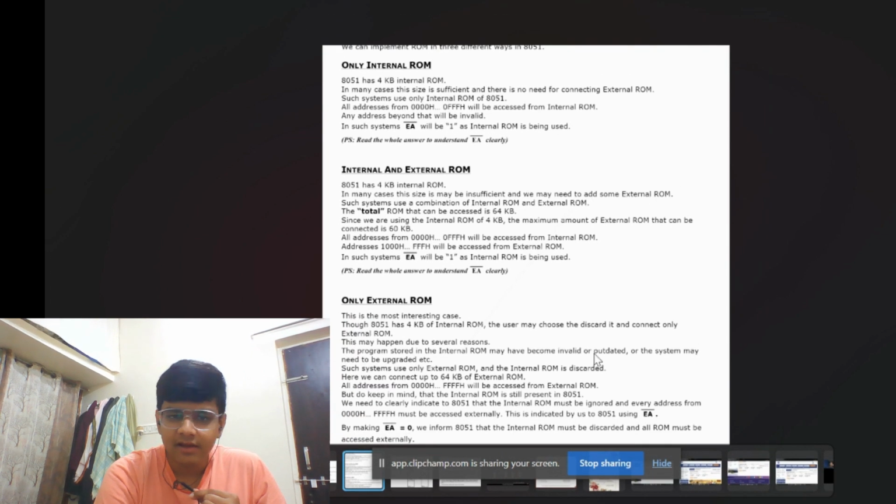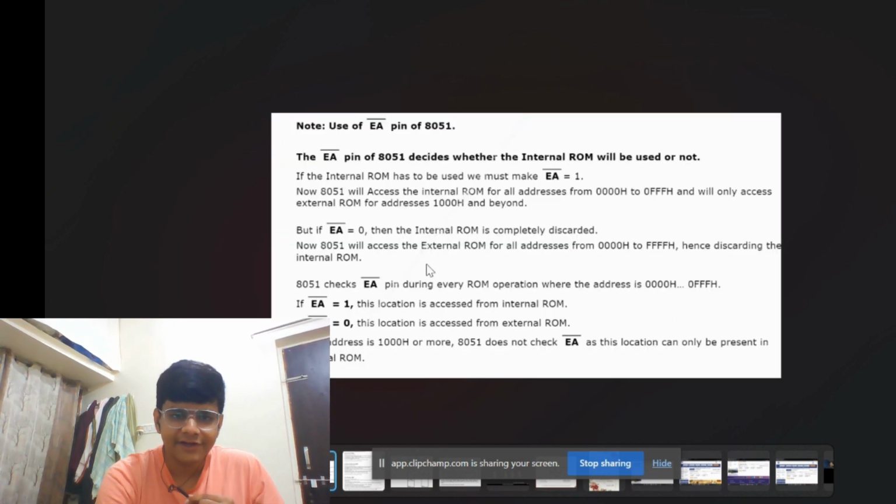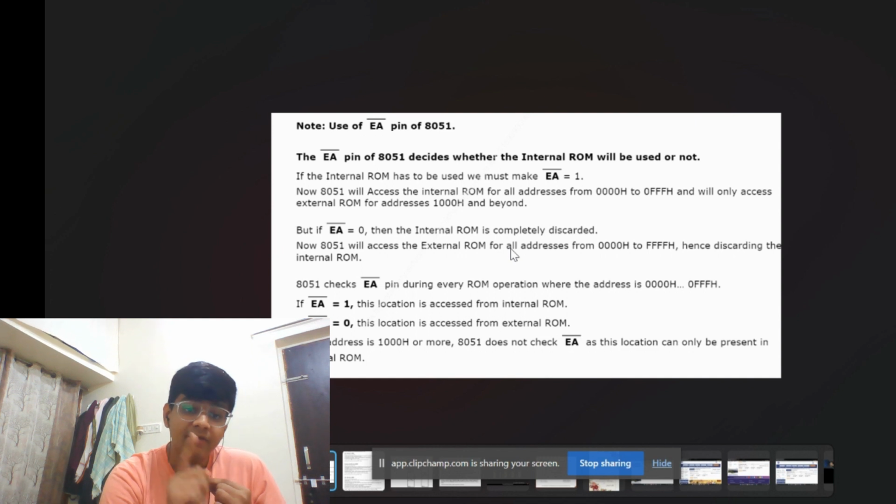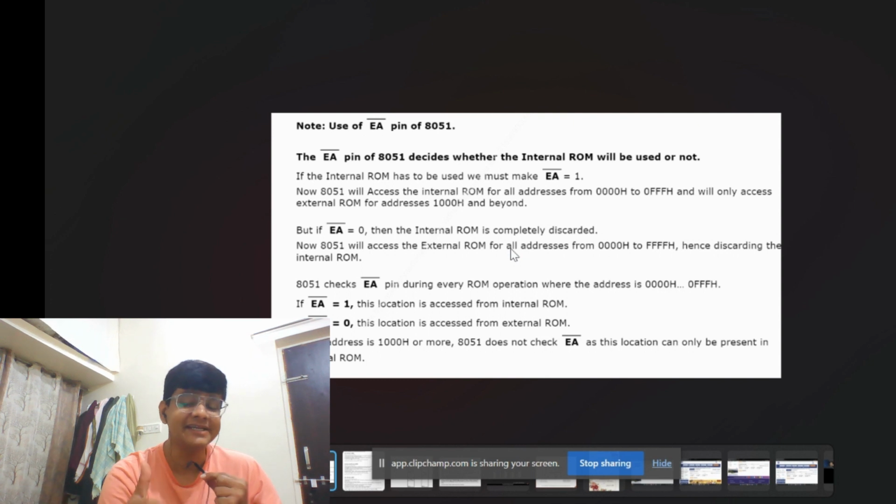So let's continue. Use of the EA bar pin in 8051. I have already told you: when EA bar equals 0, the internal ROM is completely discarded. That is a technical term. It is not such that we will use external ROM first and then internal ROM. No, it cannot be. At a time we can only use 64 KB of memory, and external ROM is self-sufficient with its memory size because it is up to 64 KB.